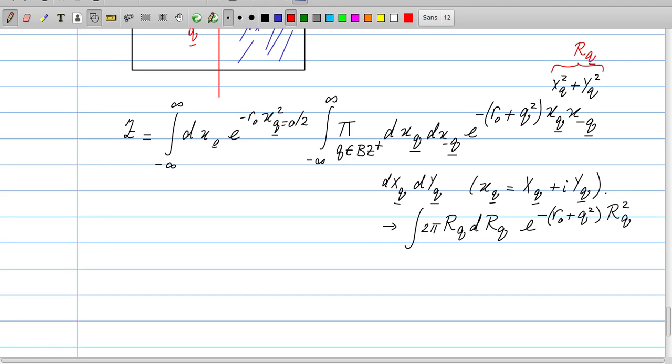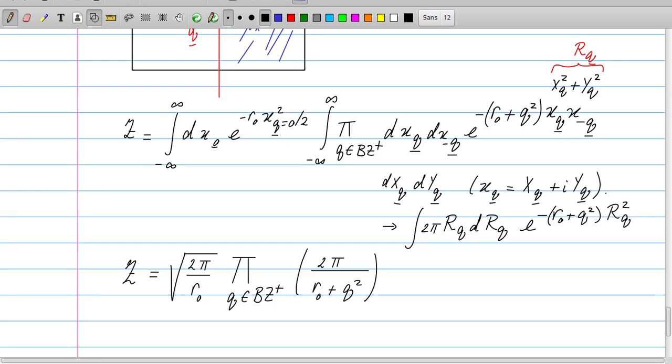If I call xq squared plus yq squared rq, so we are using polar coordinates, then I can write this integral completely in terms of polar coordinates, 2 pi for the angle, and then we have an rq drq, and then this term in the numerator, and this is an integral that you can do right away. The result then is first a term which derives from the integral over the dx0, and that's a Gaussian integral. It gives me 2 pi over r0. And the second one is this Gaussian integral multiplied by rq, which makes it a lot easier.